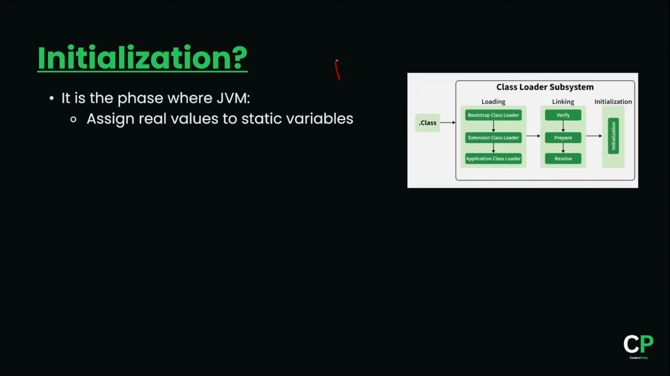Till now, in the preparation phase, what happened? In the preparation phase, the memory is allocated for the static variable, but currently it is assigned its default value. Currently no real value is assigned to it. But in the initialization phase, the actual real value is assigned to the static variable and the static blocks are also executed.